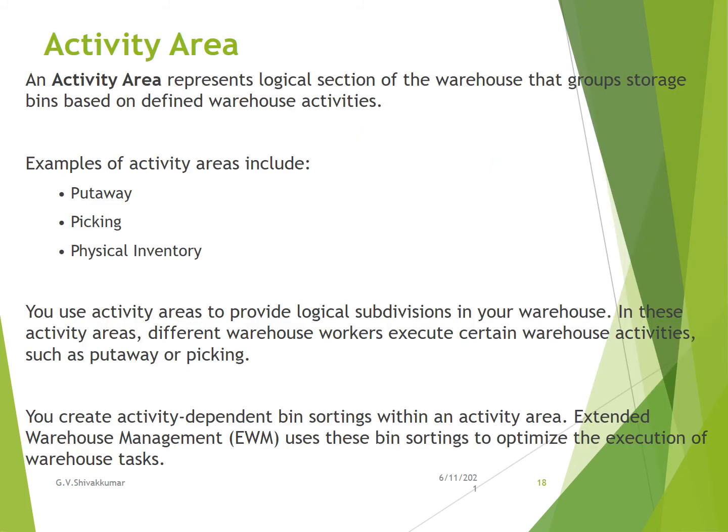So now comes the activity area. An activity area represents a logical section of the warehouse which groups together the storage bins based on the defined warehouse activity. Either it is a put away, picking, physical inventory. These are given as an example. We have multiple selection criteria, I mean grouping together areas. So for example, I am giving put away, picking, physical inventory.